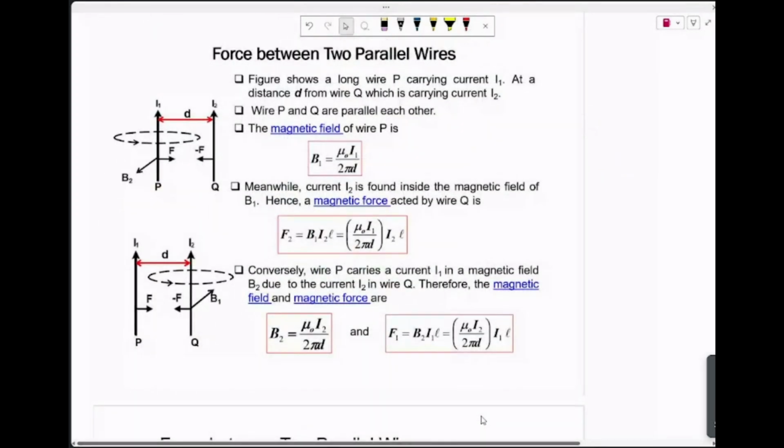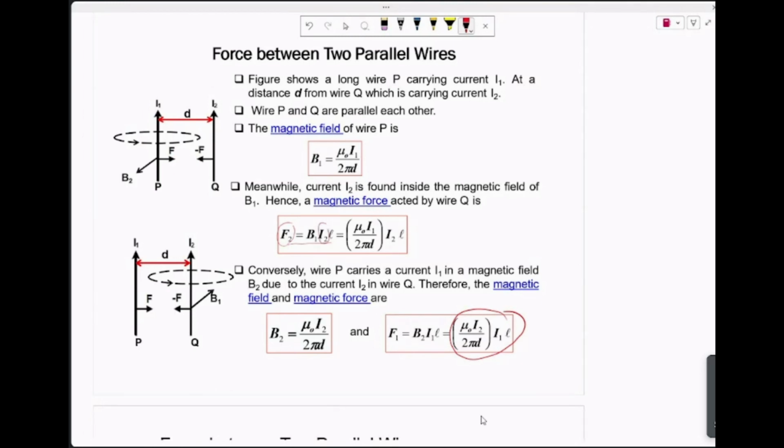Okay, you don't need to remember this equation. Do one thing at a time, one at a time. This is what I explained just now. The F2 and the I2. This F2 means the force acted or felt, yang dirasai. Force yang dirasai oleh current I2.